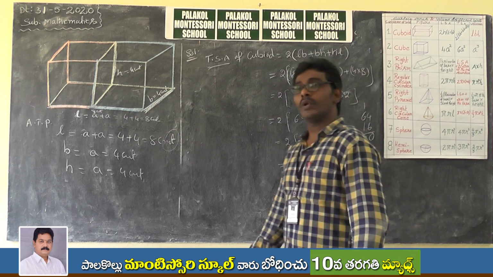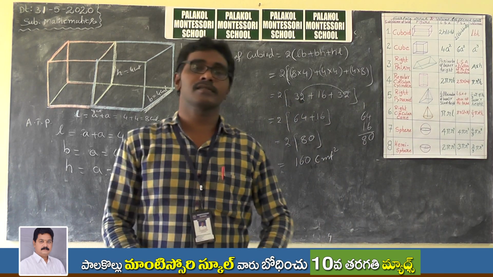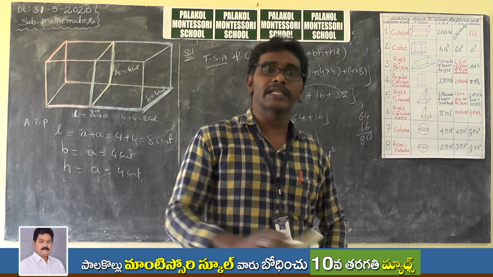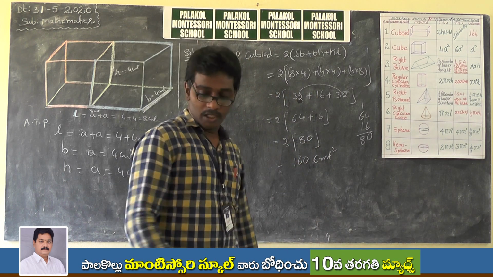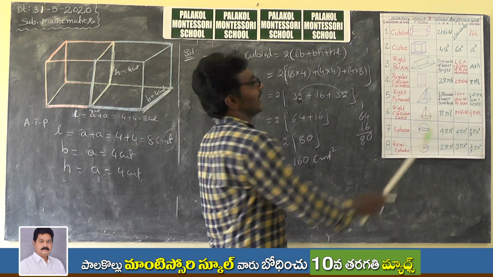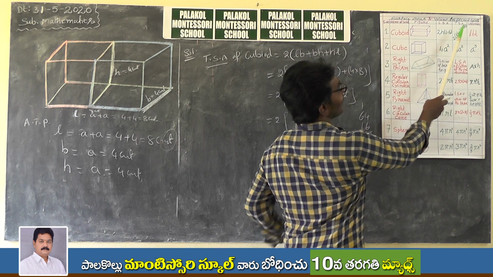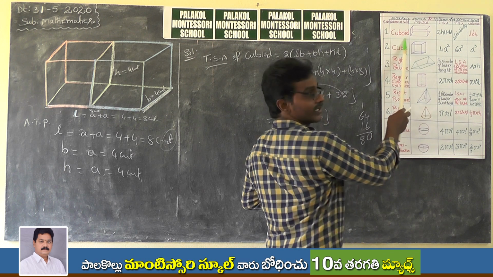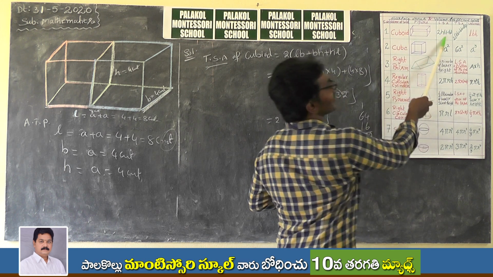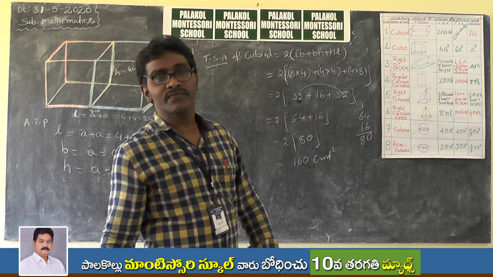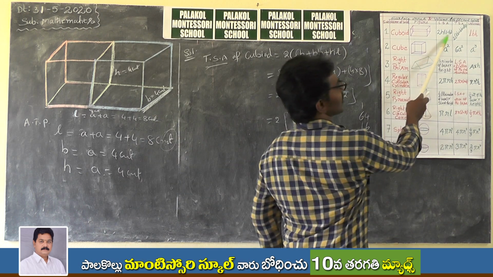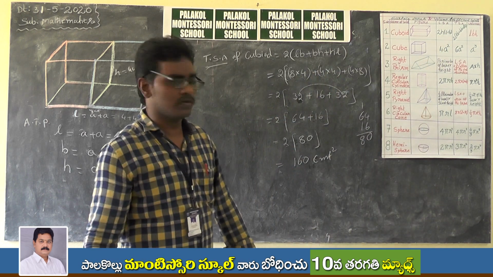In the sum it is only given as surface area, it's not specifically mentioned. But actually a cuboid has the lateral surface area and the total surface area. Now I found the total surface area of the cuboid. Next I find the lateral surface area of the cuboid. What is the lateral surface area of a cuboid formula? 2h of L plus B.